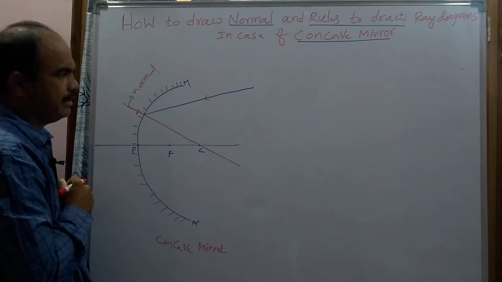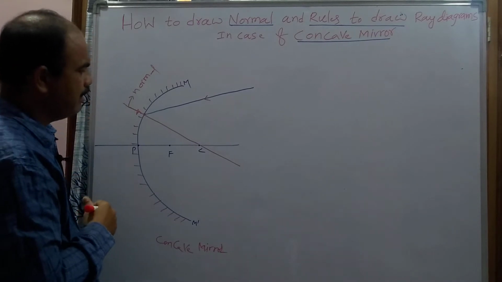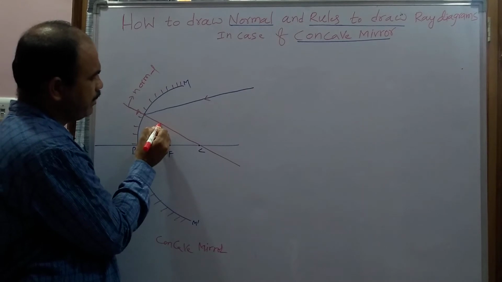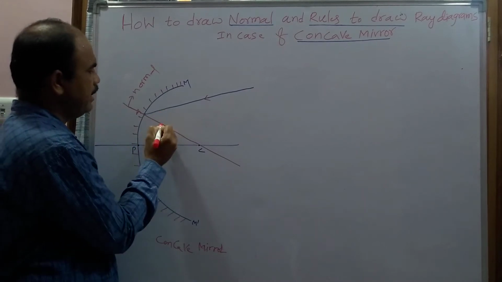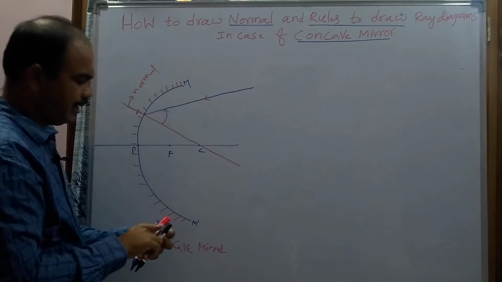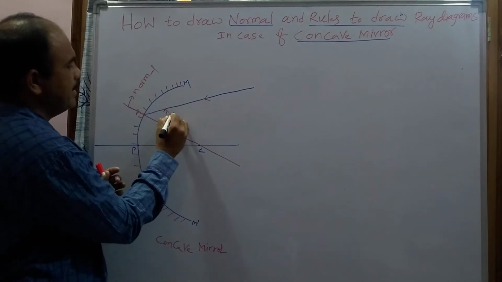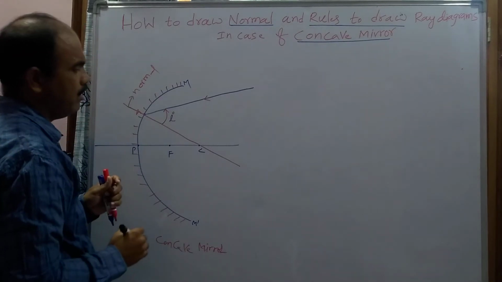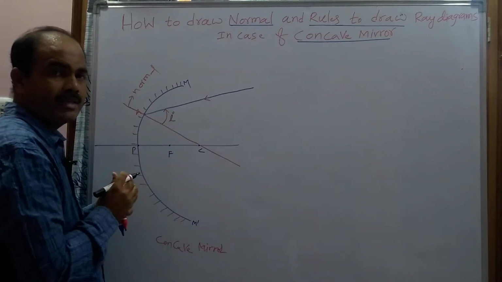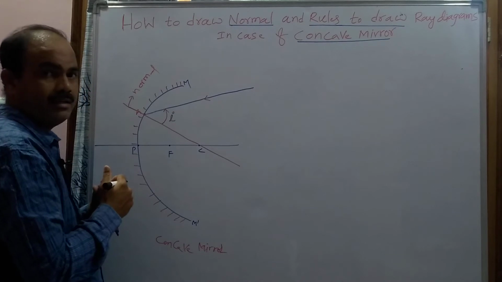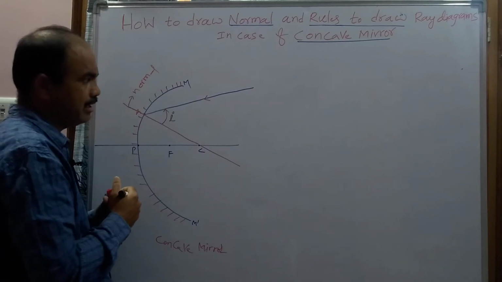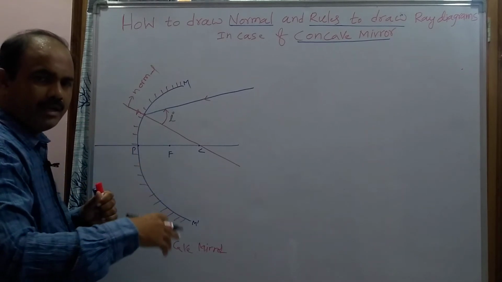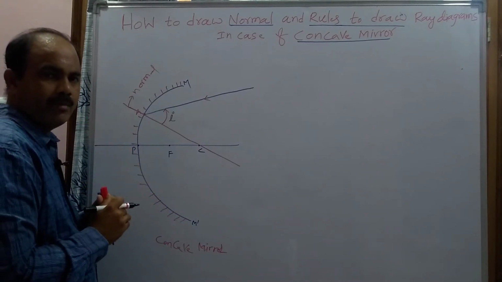Now after drawing the normal, use a protractor to find the angle between the normal and the incident ray. That will be called the angle of incidence. Now how can you know the angle of reflection, and how can you draw the reflected ray? Already you know the laws of reflection. With what angle the incident ray is incident, with the same angle it will be reflected.